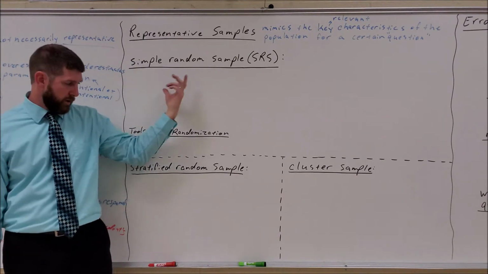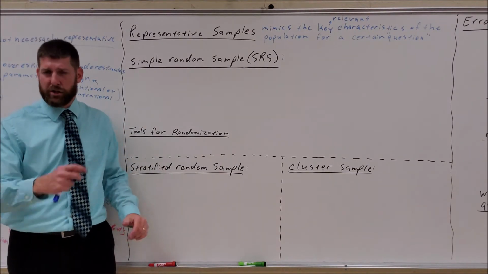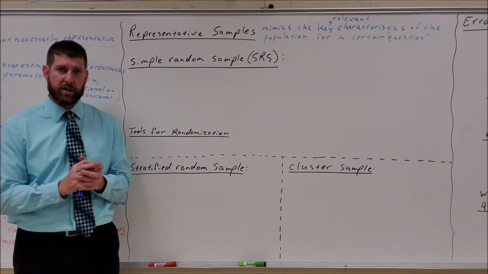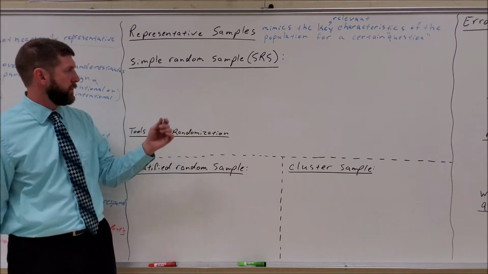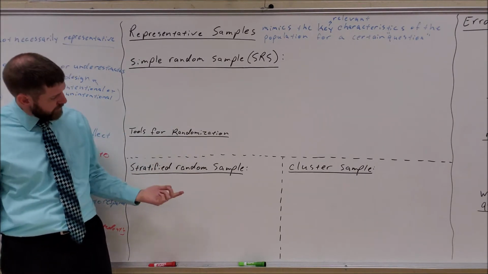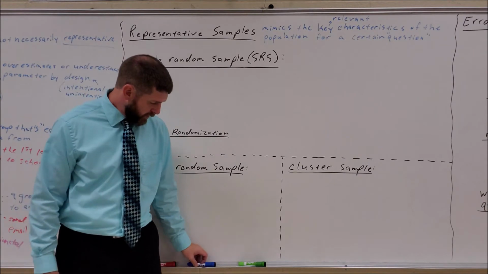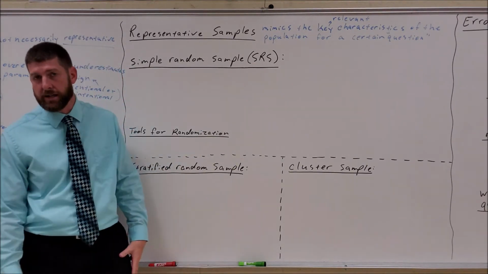So there are a couple of ways. There's really three different ways that we go about trying to get a representative sample. You can actually do any combination of these, and you can call it multi-stage sampling, but we look at them as one-offs right now. So we have a simple random sample, a stratified random sample, and a cluster sample. Let's start with simple random sample, abbreviated SRS.